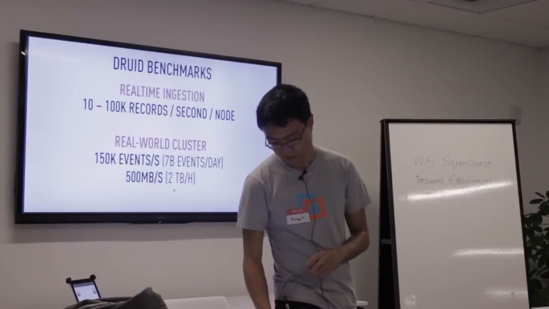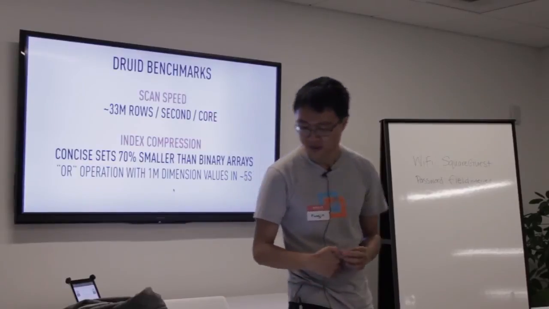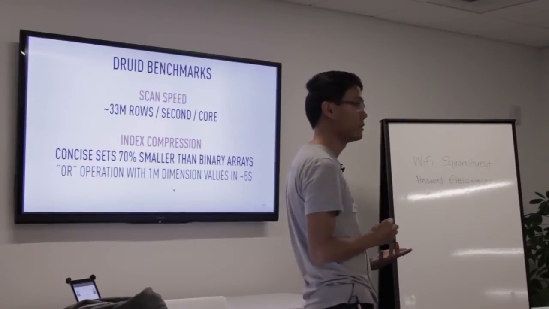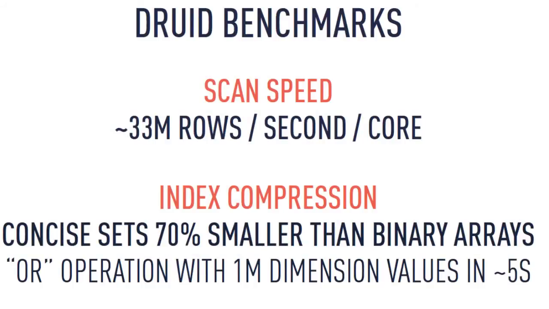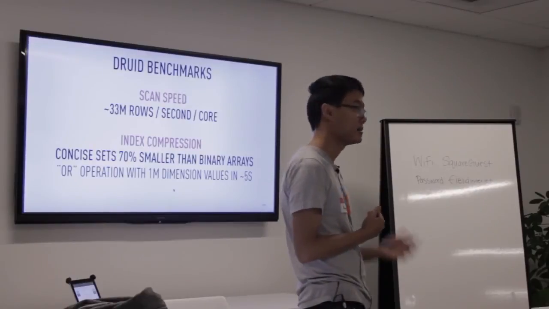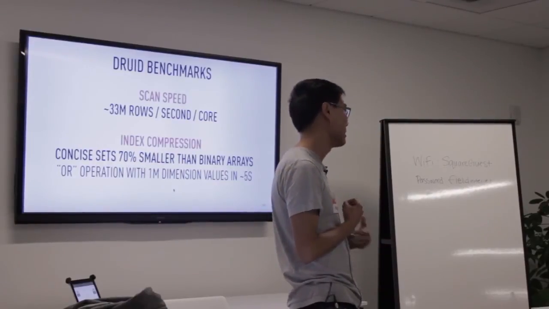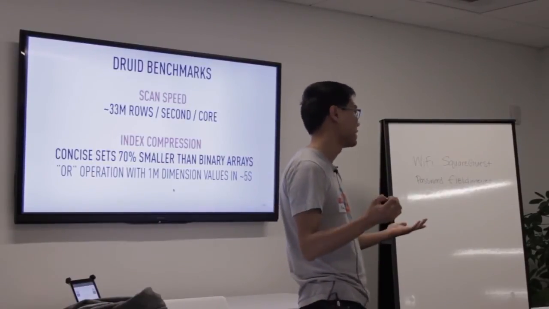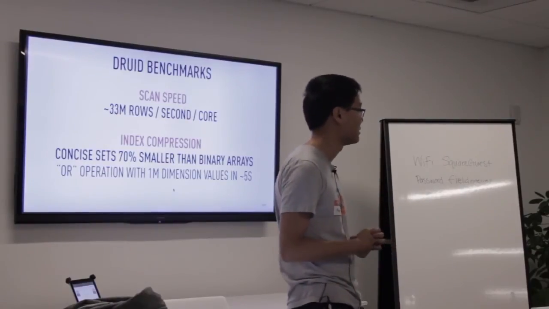So actually I have a benchmark related to your question. The scan speed, the last time we benchmarked it, was about 33 million rows per second per core. Using this concise compression method, our concise sets are about 70% smaller than straight up binary arrays. We can do an OR operation over about 1 million dimension values in around 5 seconds. So in your use case, where you're scanning potentially several thousand segments, an OR operation over several thousand segments should complete relatively fast.